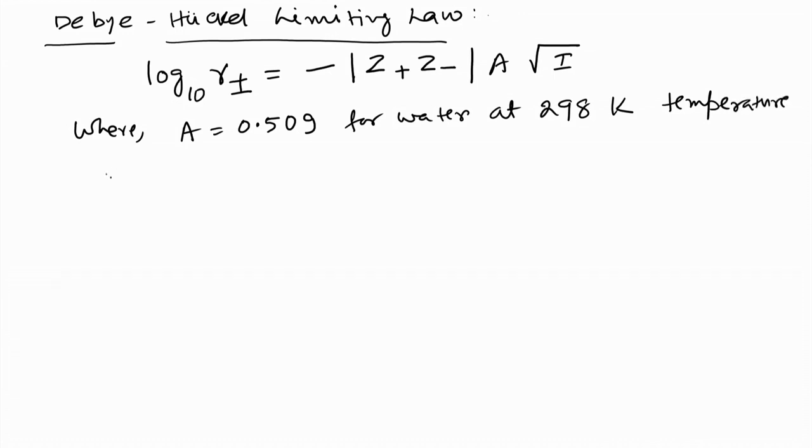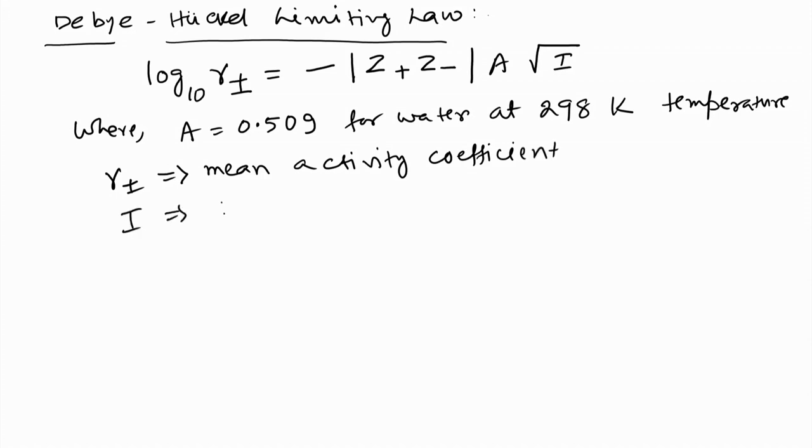Okay, and gamma plus-minus is the mean activity coefficient. I is the ionic strength of the solution. And z plus and z minus are the charges of the cation and anion respectively. Okay. So, what does Debye-Huckel theory do?